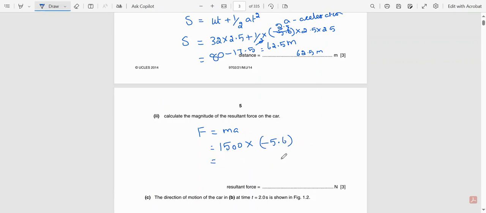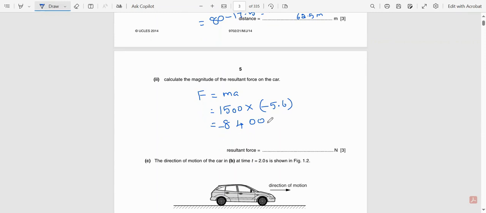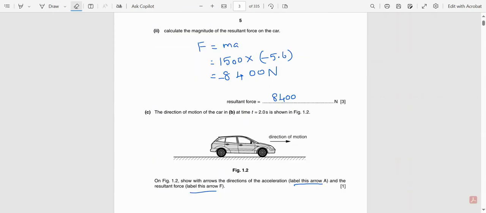Okay. And then 1500 into acceleration, which is 5.6. That is, the resultant force will be 8,400 Newton, right? 8,400 Newton. And the C part.